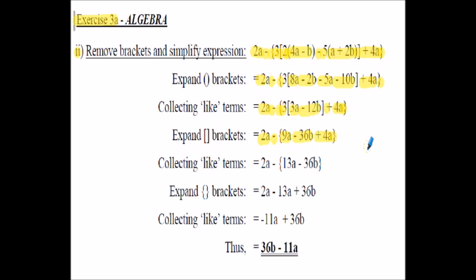Again, we can collect like terms inside the bracket, so we get 2a take away, we've got a 9a plus a 4a, so that's 13a, and then take away the 36b. If we now expand the final bracket, we get 2a take away 13a plus 36b. Just be careful there of the sign change. Collecting the like terms together, we get 2a minus 13a, so that's minus 11a plus the 36b. All I've done on the last line is interchange the values, because if we have a positive and negative term, we normally put the positive first. That's convention. So 36b take away 11a is the correct answer.